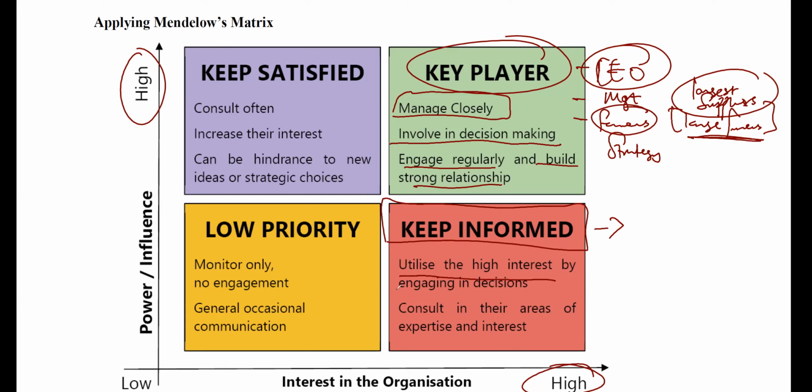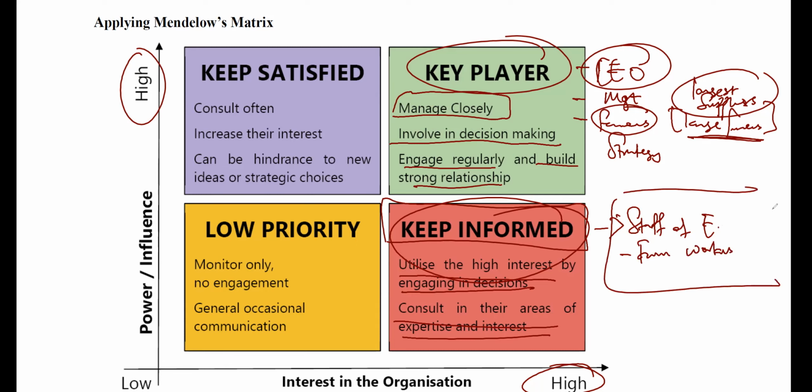So we utilize the high interest by engaging in decisions and consulting your areas of expertise and interest. That means we always keep you informed of things that you need to know about, right? So that is a strategy for managing you. This type of keep-informed stakeholders will be like the staff. Who else? The farm workers. Do you remember? Yes. These people, we just have to keep them informed of things happening within the organization because they have high interest but low power. They do not have any power because even the farm workers, their hands are in the mouth of the farmers. True or false? True. You all agree. I hope I'm making it practical enough for you.